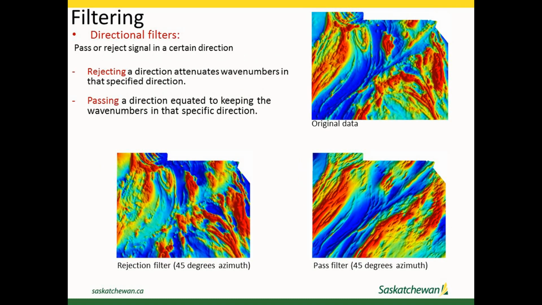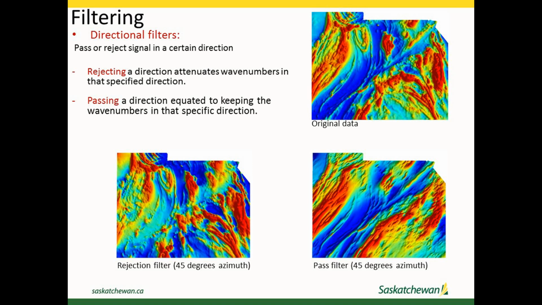Directional filters are an example of match filters. Directional filters pass or reject signal in a certain direction. For example, in this original data, we have a strong northeast linear feature here. It can be structures, or it can be a dike signal in the magnetic data, or it can even be a leveling error in your data if you want to reject those errors.